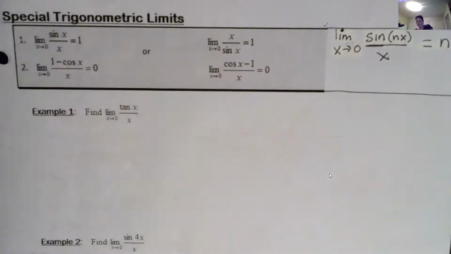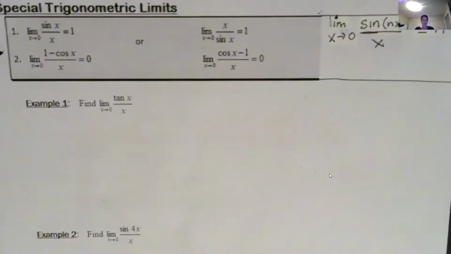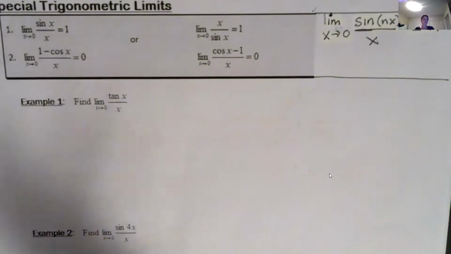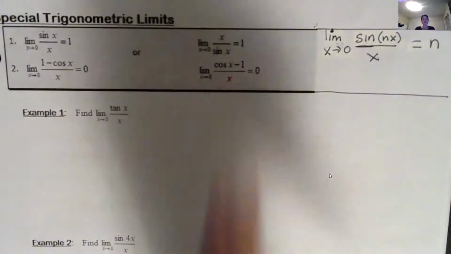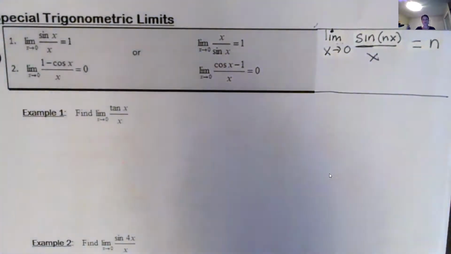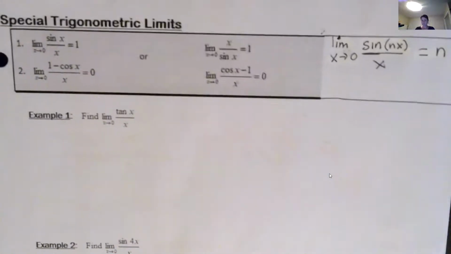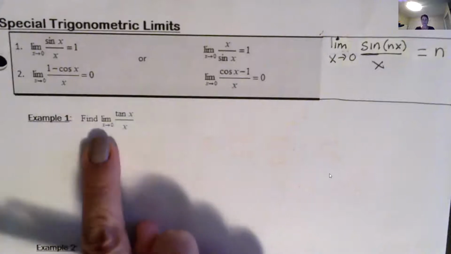All right, so from here on out on this page, we're not going to use the calculator anymore to verify or find the limit. We're going to actually now use the special trig limits in combination with the laws to simplify them ourselves. So we're going to start with tan x over x as x approaches 0.